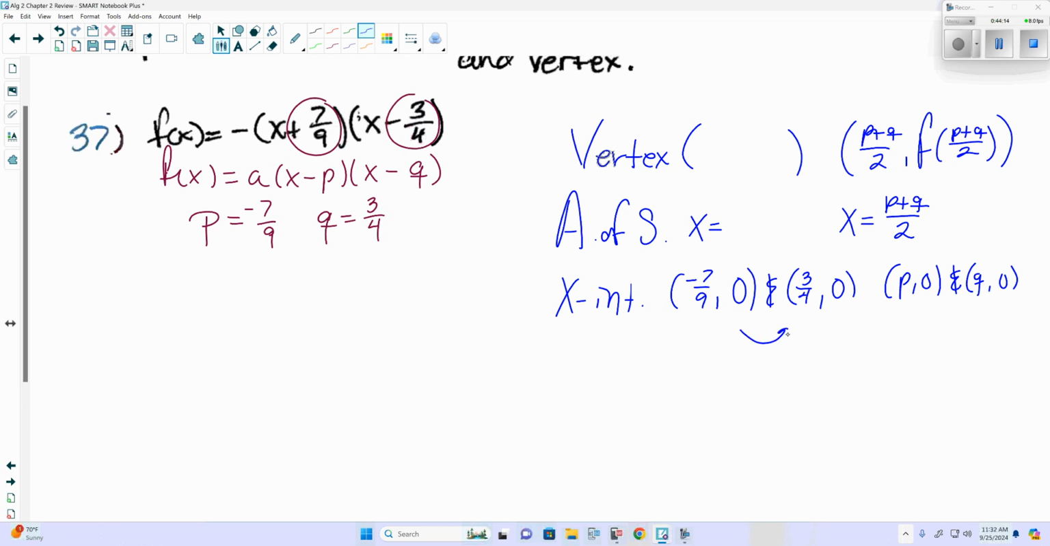So if you flip these, the order in which we list them doesn't matter. P and Q, which one's P, which one's Q, doesn't matter. One of them needs to be P, one of them needs to be Q. One of them needs to be negative 7/9, one of them needs to be 3/4. We need one is P, one is Q. Okay?